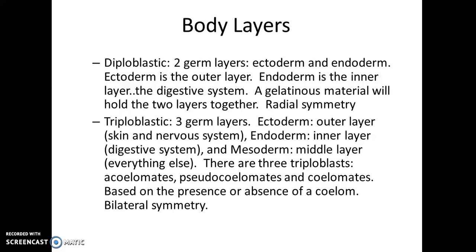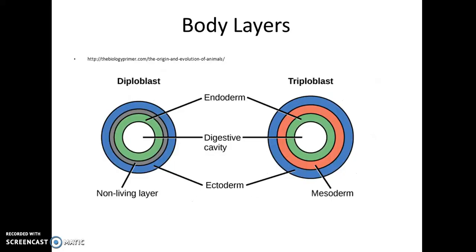Let's move on. So we have diploblasts, which have the endoderm here, the ectoderm out here, and there's a gluey type thing in between. Digestion, outer layer. In triploblasts, we have the outer layer, we have the mesoderm, and then we have the inner layer, which is the digestive system. Now, the digestive system is just basically a tube, right? Mouth, anus, one long tube.